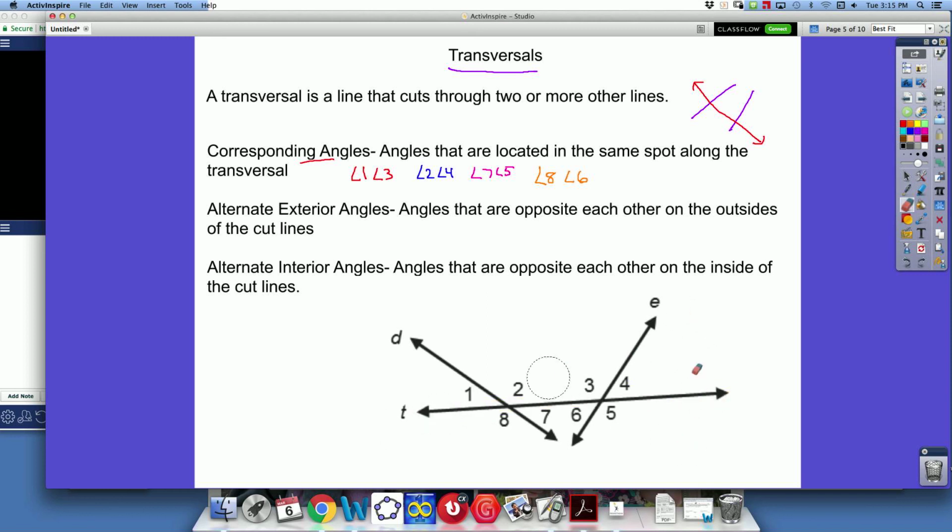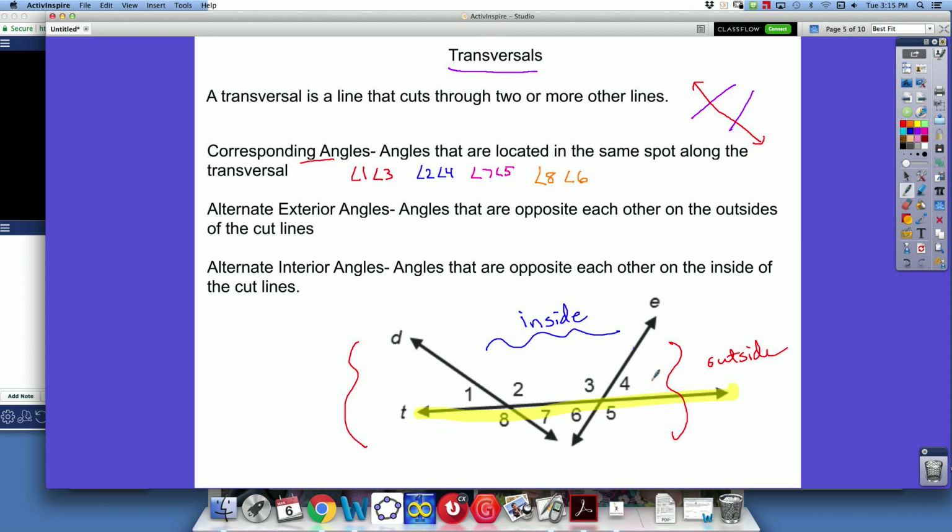So now let's look at alternate exterior. I'm going to re-highlight my transversal here. And alternate exterior angles are angles that are opposite each other on the outside of the cut line. So what that means is I'm only looking outside the cut line. So basically out here is the outside. And then in here, in between the lines, is the inside.